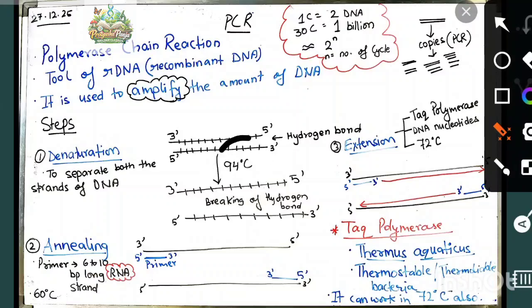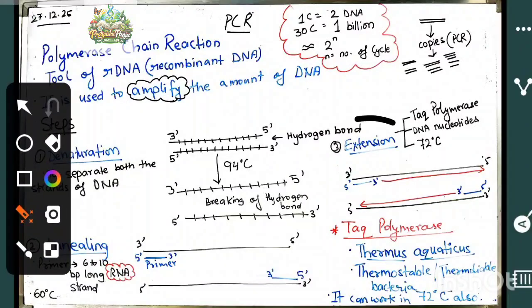Here we had 94 degrees in denaturation. For annealing, the temperature comes down to 60 degrees. So after denaturation, that means separating both the strands, a primer is added at the 3' end so that extension can be done. The third step is known as extension.